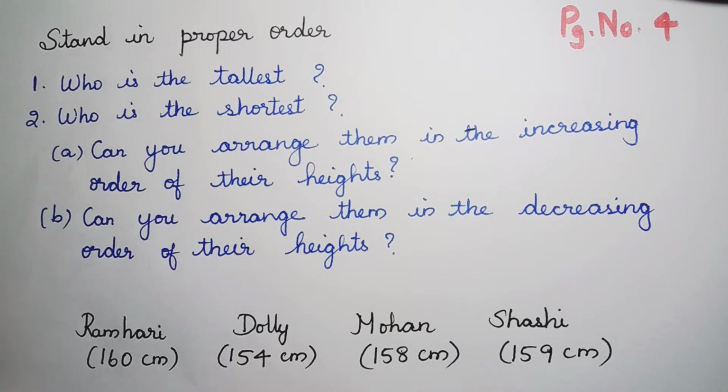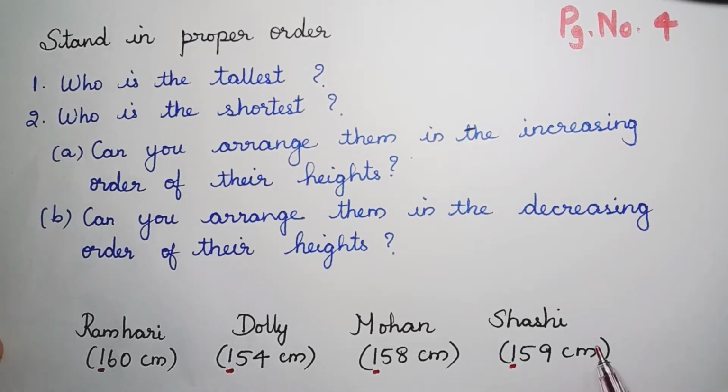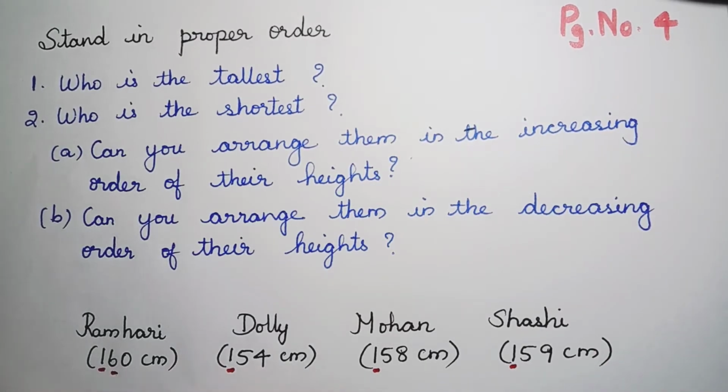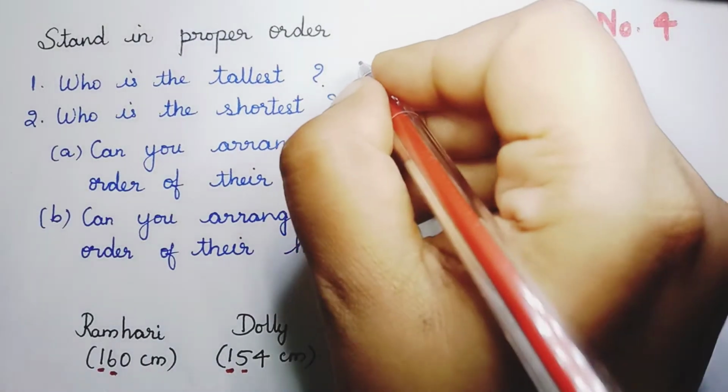Then check the first digit, compare the first digit of each term. For this number the first digit is 1, here also 1, here also 1, again it's 1. In this case you have to shift to the second digit. So we have 6 here, and for all the remaining terms you have 5, 5, 5. So compare this 5 and 6. Now who is the tallest? Obviously this is the tallest person, right? So who is the tallest person? Ramhari is the tallest person.